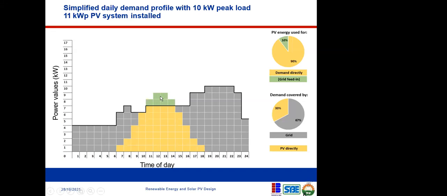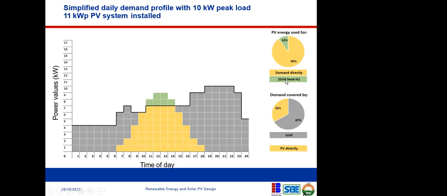If you can connect to the grid where you do net metering, this excess can go to the grid and you get paid for it instead of wasting it. So you can either send it to the grid or store it in a battery. But in this case, it's a simplified daily profile with a 10 kilowatt peak load and an 11 kilowatt peak PV system installed. So it is assumed that this excess is going to the grid.